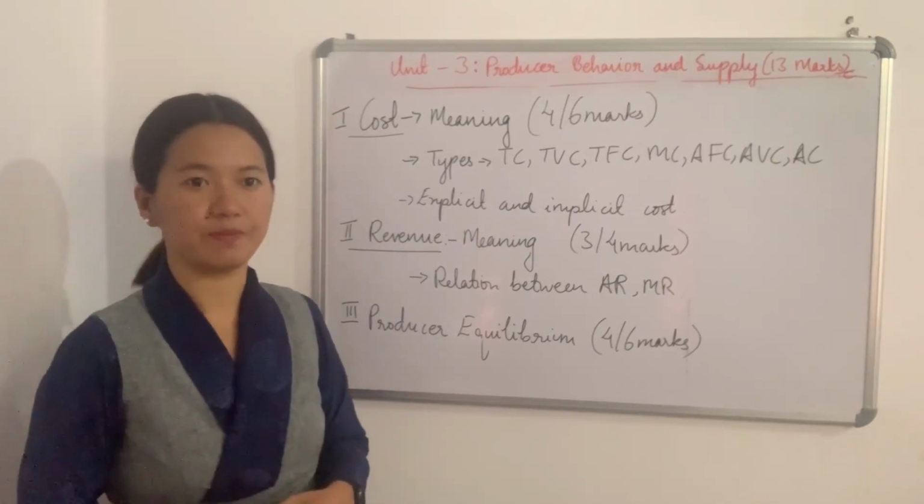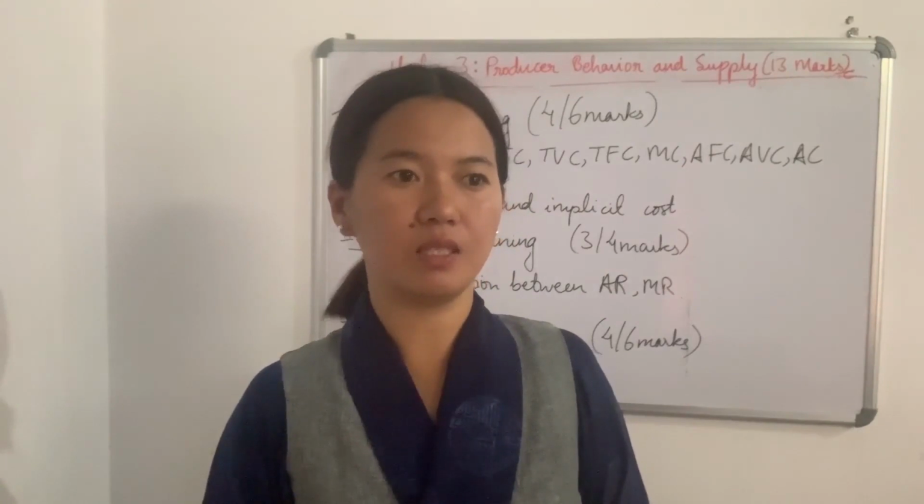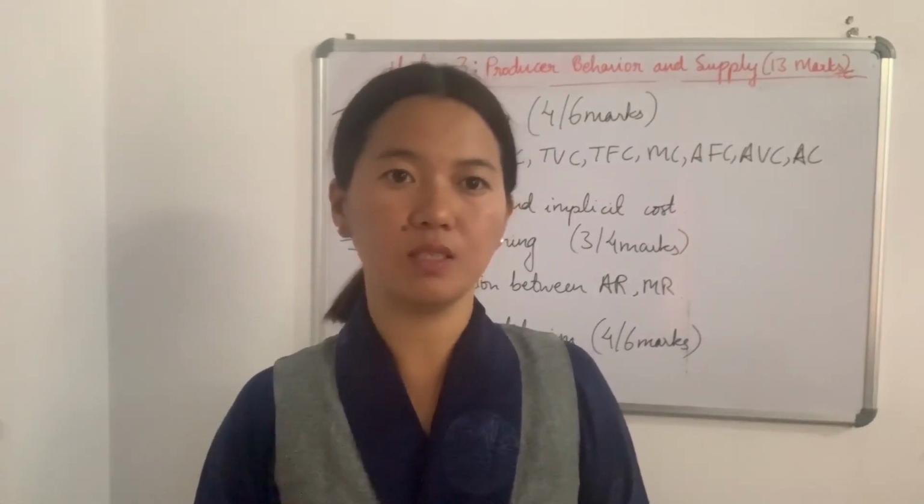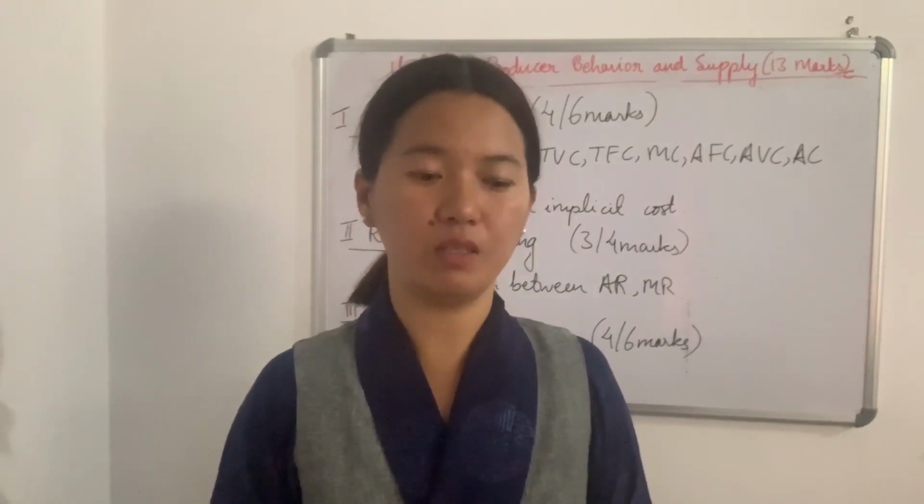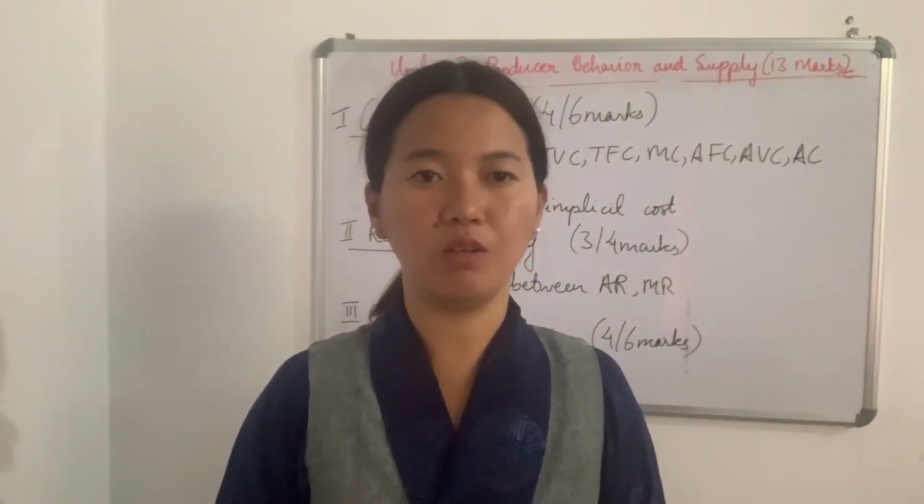So in today's session we learned the second part of the third unit. We learned revenue, cost and producer equilibrium. In the next session we will be learning the rest of the concept of the third unit of producer behavior and supply, which is of 13 marks in your exam.